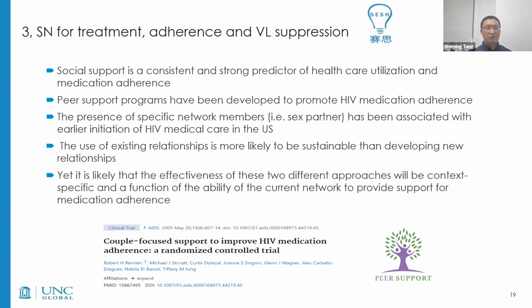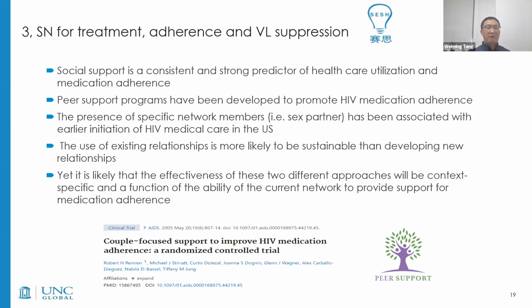Besides HIV testing, social network strategies were also used for HIV prevention and treatment, adherence, and virus suppression. The main strategy used for treatment and adherence is actually social support. As I mentioned before, social support is an important strategy for social network intervention. It is a consistent and strong predictor of healthcare utilization and medical adherence. This is also true for HIV testing, treatment, and adherence.